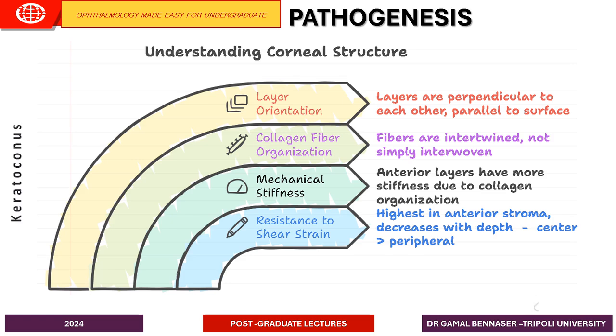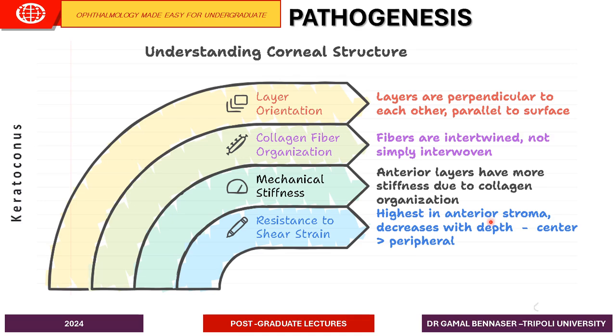Now, these collagen fibers are not simply interwoven or interlaced as was taught before, but it is an interwind arrangement, and this offers the stroma, especially the anterior stroma, the mechanical stiffness and resistance to shear and strain. Another thing is that the layers of the stroma are perpendicular to each other, but at the same time parallel to the surface, and strong anteriorly and compact centrally. So the center of the cornea is more compact and stronger than the periphery, and the anterior stroma is more stiff as compared to the posterior stroma. And all this plays an important role in the pathogenesis of keratoconus.